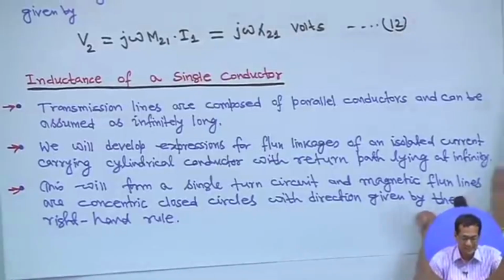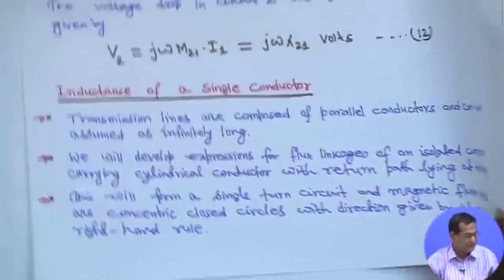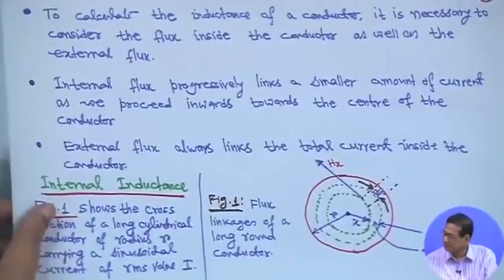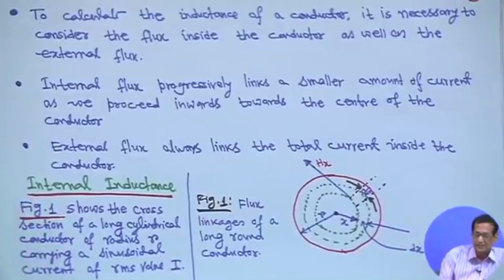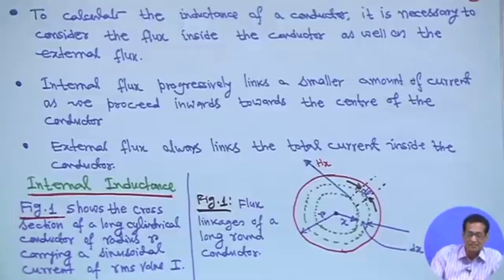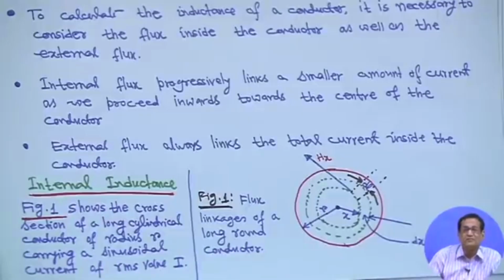Next, to calculate the inductance of a conductor, it is necessary to consider the flux inside the conductor as well as the external flux. Both internal as well as external flux linkages we have to consider to determine the inductance of a single current carrying conductor.